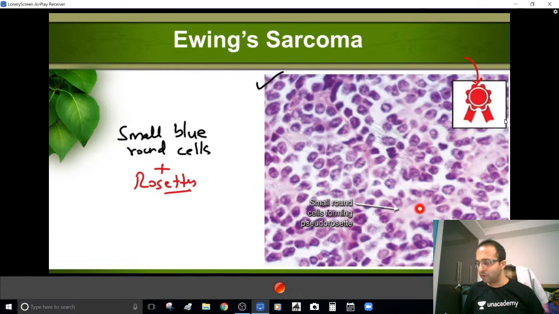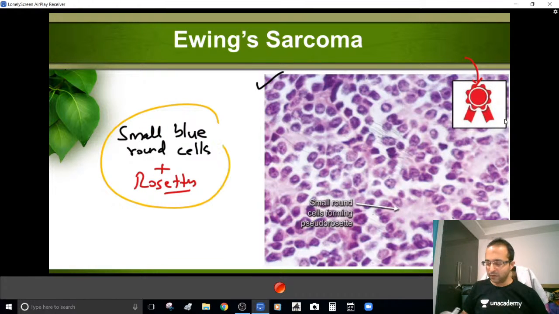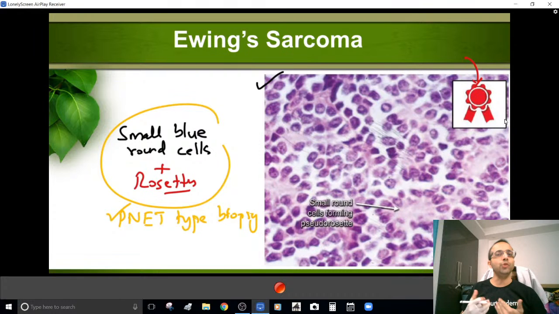In fact, when you don't have a blood vessel, that is a pseudo rosette. When you have a blood vessel in the center, that's a rosette. That is classical what you find in Ewing sarcoma, small blue round cells with rosettes. This is also called a PNET type biopsy. PNET basically stands for primitive neuroectodermal tumors. So all tumors that arise from neuroectoderm tend to have this biopsy. But mind you, Ewing does not arise from neuroectoderm. It is a tumor arising from marrow. So Ewing's is a mesodermal tumor.